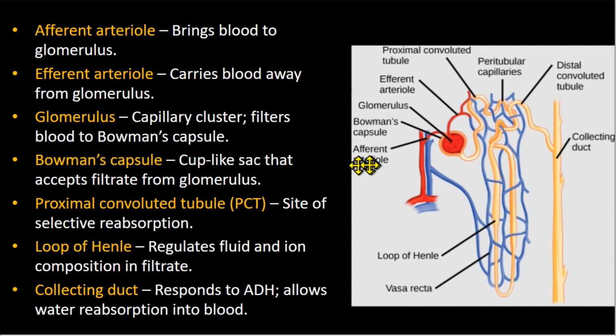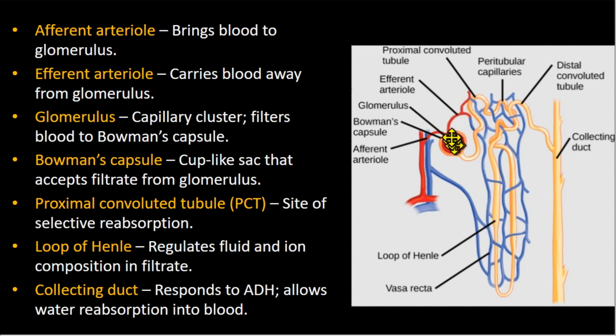Let's take a closer look at the kidney nephron. First, we have the afferent arteriole. Think of A as arriving, and this is basically bringing blood into the glomerulus. Then we have the efferent arteriole. This is going to carry blood away from the glomerulus. So think afferent for arriving and efferent for exiting. Afferent is bringing blood in, efferent is taking blood out.